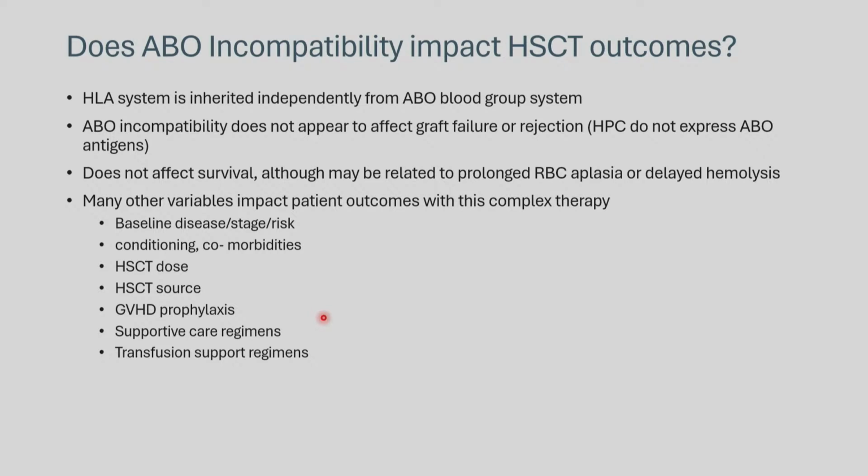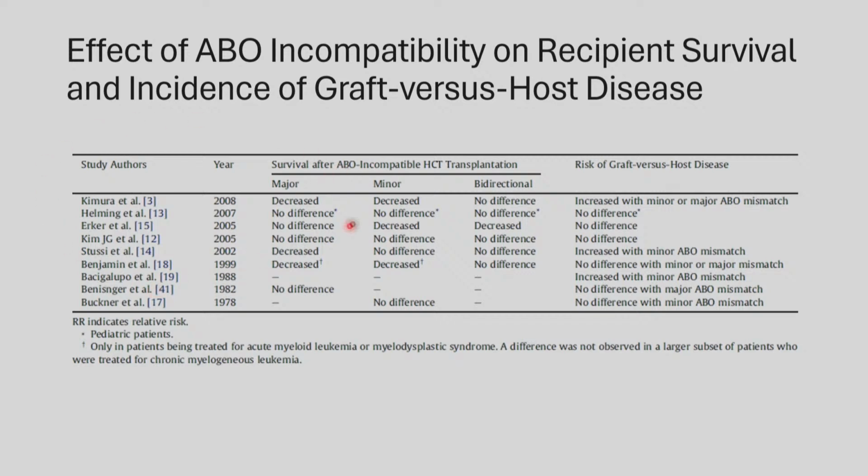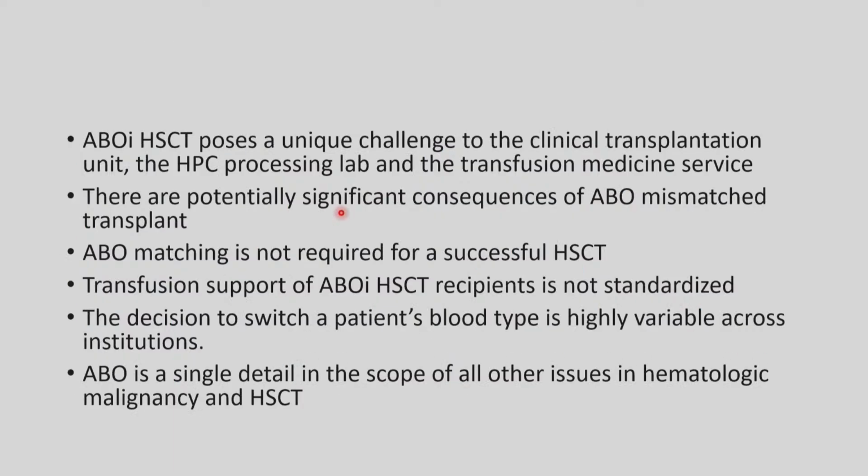So does ABO incompatibility impact the stem cell outcomes, which I already discussed in the slides? Likely it will not impact the outcomes of the patients, either in terms of GVHD or survival. And what are the important variables when we do a transplant? Baseline disease is important, stage and risk are important, conditioning and comorbidity are important for us, stem cell dose, stem cell source, and prophylactic regimen are important. These are all very important rather than the ABO blood groups. So does it really affect? These are all the studies which show the data that it won't impact the survival of the patients or the incidence of GVHD. So ABO incompatibility poses a unique challenge in clinical transplantation, especially when you are dealing with the blood groups, but potentially it won't affect the outcomes. So ABO matching is not required as such for a successful transplant.